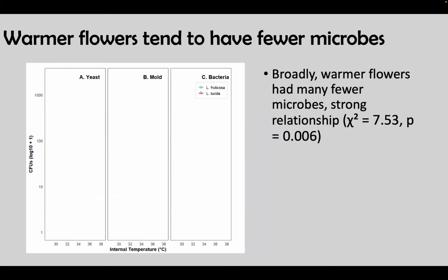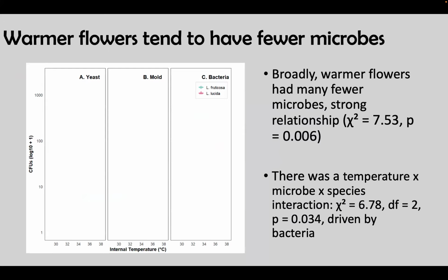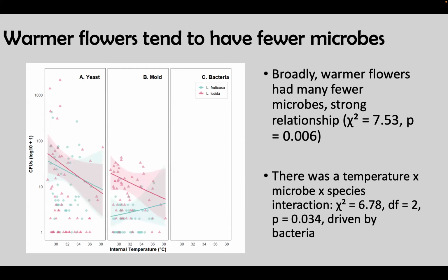And this is a strong effect. This is quite a strong effect. And there was a temperature by microbe by species interaction. So temperature is acting differently on the 3 classes of microbes we're studying here, yeasts, molds, and bacteria, differently in different species. So broadly, yeasts are just less abundant in warm flowers. Molds, there's no difference in the slopes here, just in their intercepts. So there's a little bit more mold in lucida, but the slopes aren't different. That's what that arrow means.